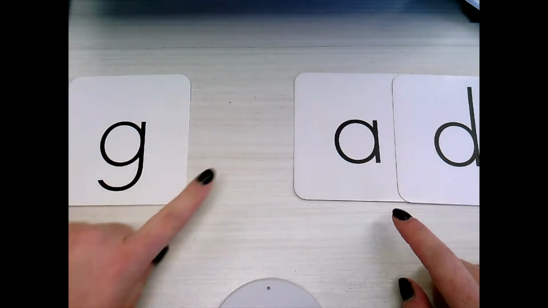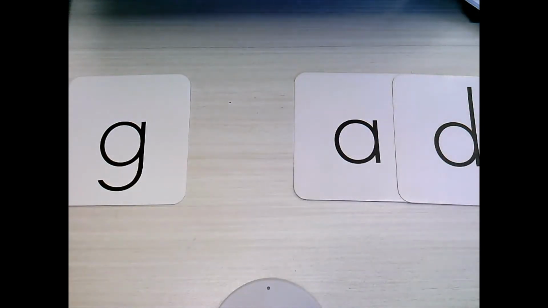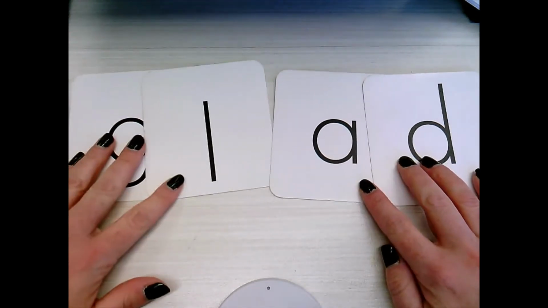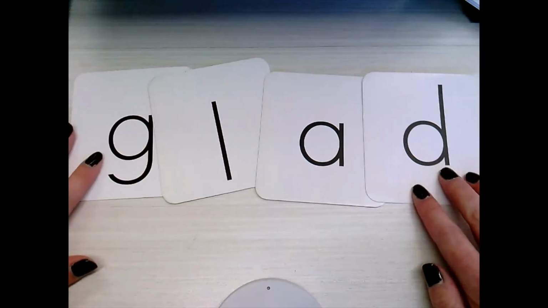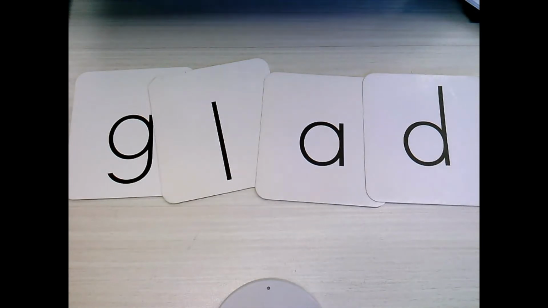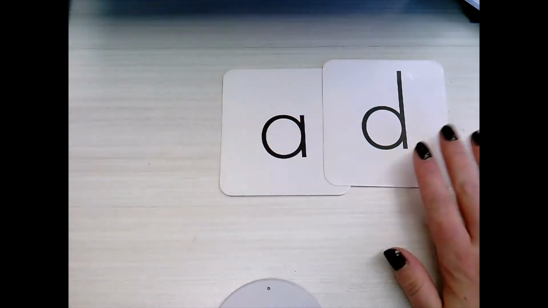Glad. What letter would I need to put here to make this say glad and not gad? I need that letter L again. So now let's try this whole word. Glad. Glad means happy. Okay, so those were words that ended with the add chunk at the end.